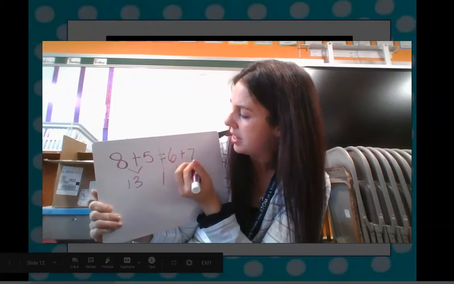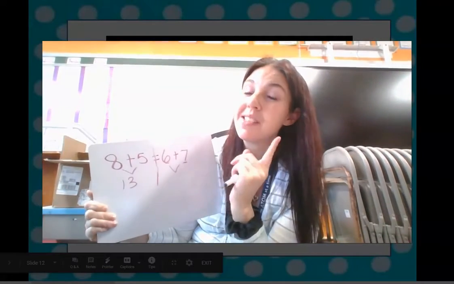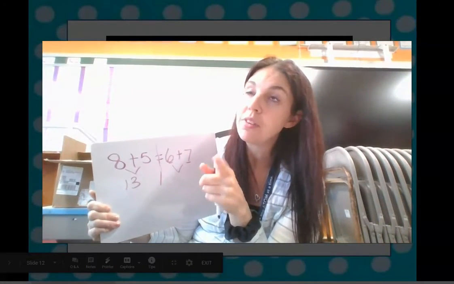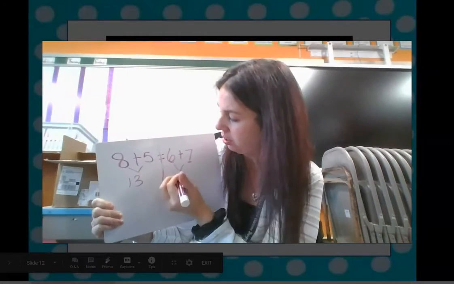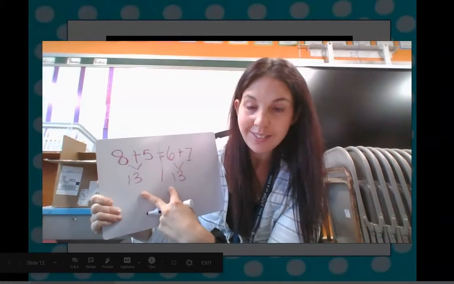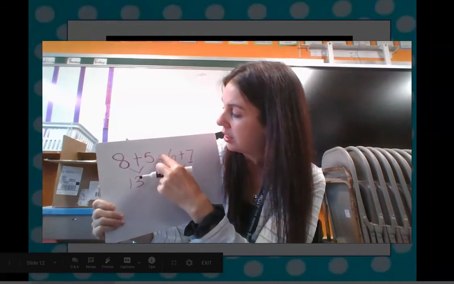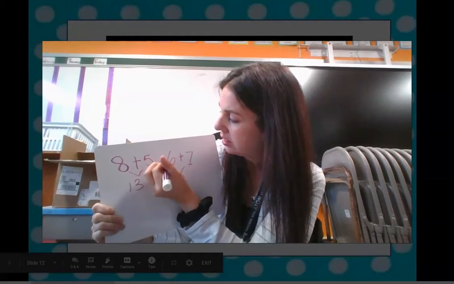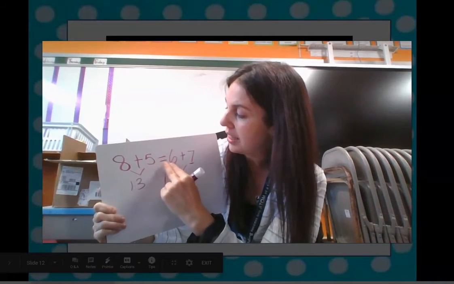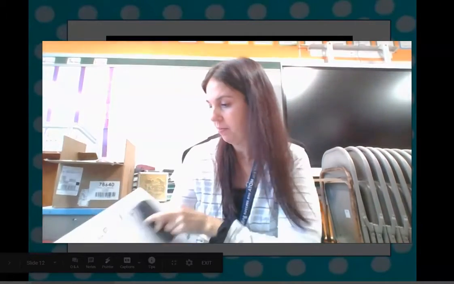What is 6 plus 7? Well, I know that 6 plus 6 equals 12, and then one more equals 13. Do these both equal 13? Yes, they do. So they are equal. These two equations are equal. Good job. Let's look at another one.